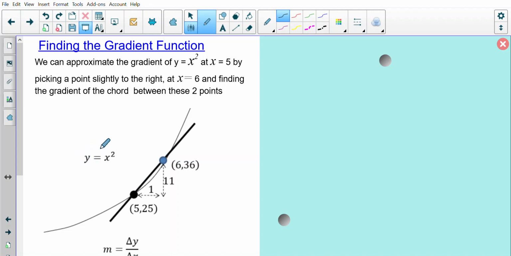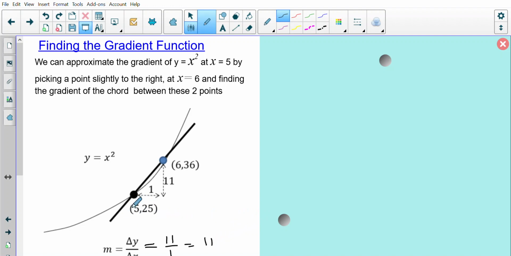So because this is the y equals x squared curve, when x equals 5, y is x squared, which is 25, and when x equals 6, y is x squared, which is 36. So if we draw in the triangle and work out the vertical height, the difference between the y coordinates, which is 11, and the horizontal distance on our triangle, which is the difference between 5 and 6, which is 1. So the gradient is the vertical height, the change in y, over the change in x, so my gradient is 11. So we've got an approximate value for the gradient at x equals 5.